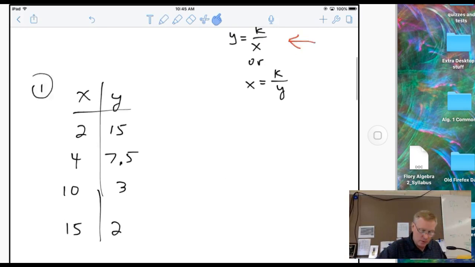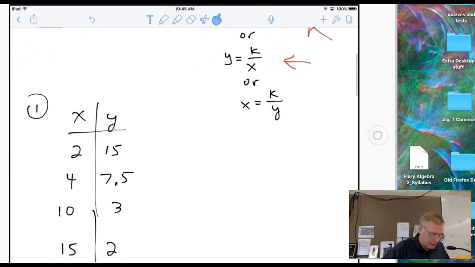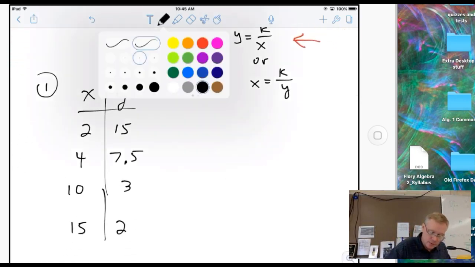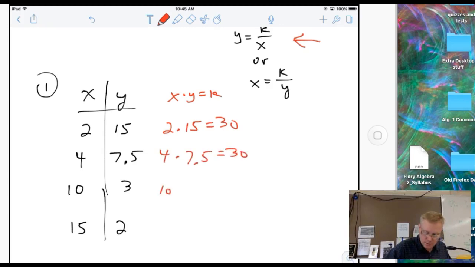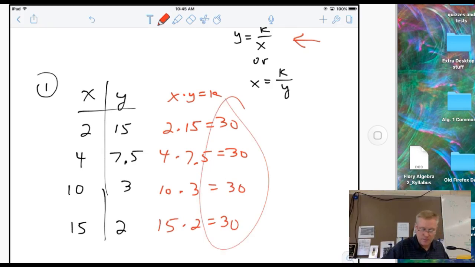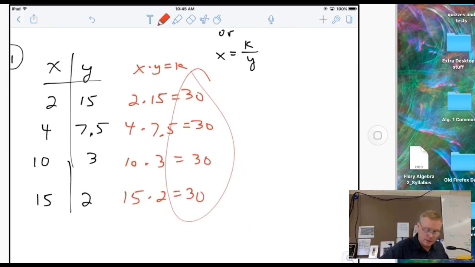So, I'm going to use that equation, x times y equals k. If I take these numbers, 2 and 15, I get 30. If I take 4 times 7.5, I get 30. 10 times 3, 30. 15 times 2, 30. So since these are all the same, that would be k. It is direct variation. Sorry, it's inverse variation.